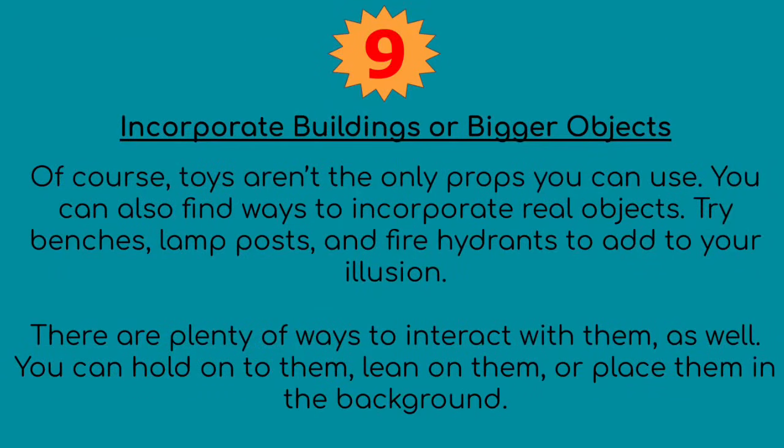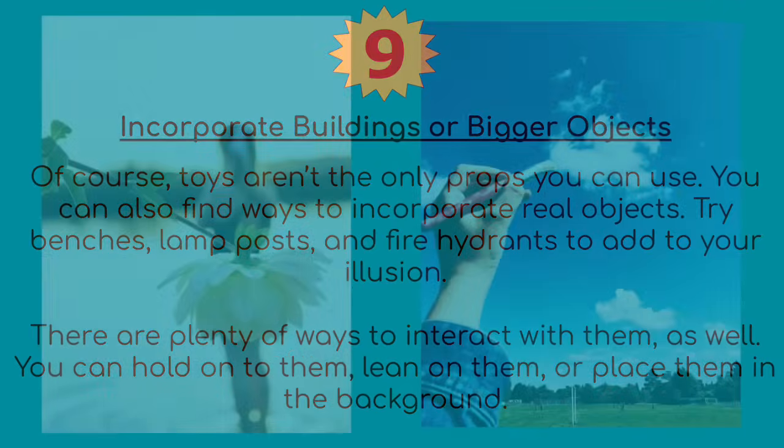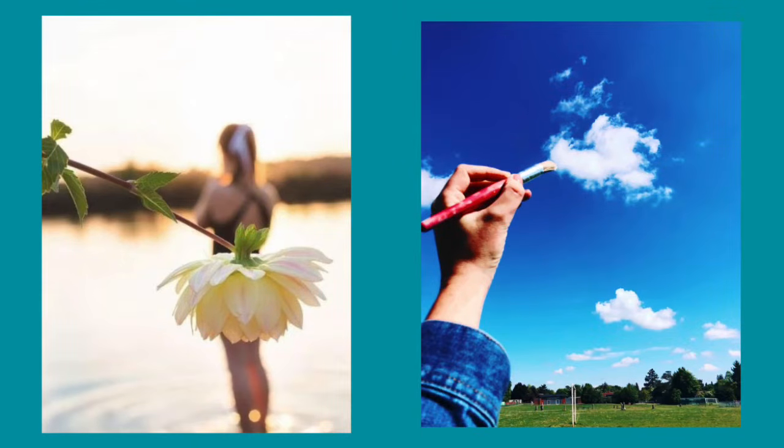Of course, toys aren't the only props you can use. You can also find ways to incorporate real objects. Try benches, lampposts, and fire hydrants to add to your illusion. There are plenty of ways to interact with them as well. You can hold them, lean on them, or place them in interesting places.